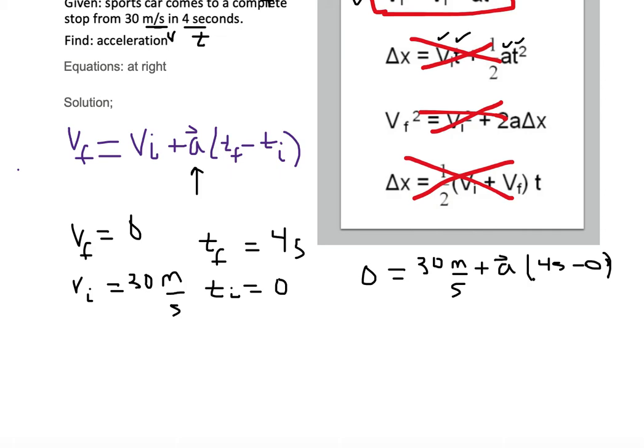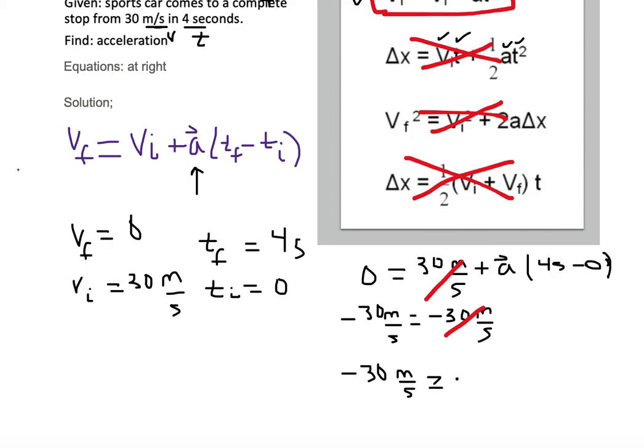We want a on the right-hand side, so I want to get rid of this 30. I'm going to put minus 30 meters per second on both sides of the equation. Basically I'm subtracting 30 meters per second from both sides, which is fine because it doesn't change the result. So all we have here is 30 meters per second minus 30 meters per second. That makes it 0 on the right-hand side, so we're left with minus 30 meters per second on the left-hand side.